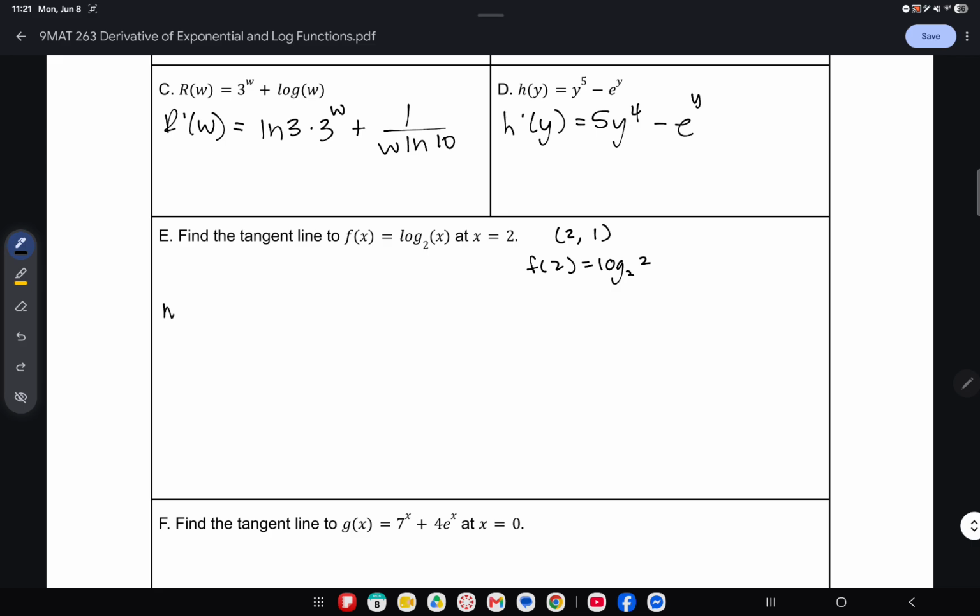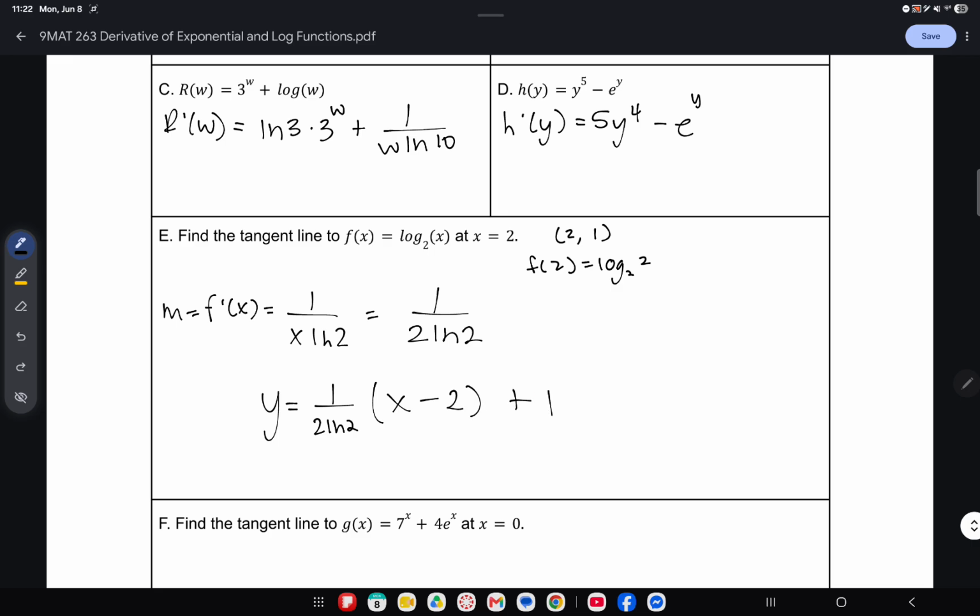And now I can find the slope, because the slope is the derivative at a point. So the derivative is 1 over x natural log of 2. Got ahead of myself there. And then I can plug in 2. So 1 over 2 natural log of 2 is that slope. So y equals that slope times x minus the x value plus the y value.